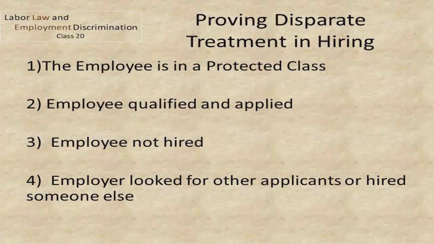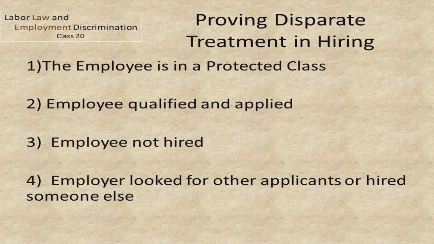Disparate treatment. There are four main qualities that you have to prove intentional discrimination. In order to prove it, the employee has to show that he is in a protected class. Qualification number 1. Number 2, that the employee is qualified and in fact applied for the position. This would be like a hiring position, if you will. But qualified and or applied.